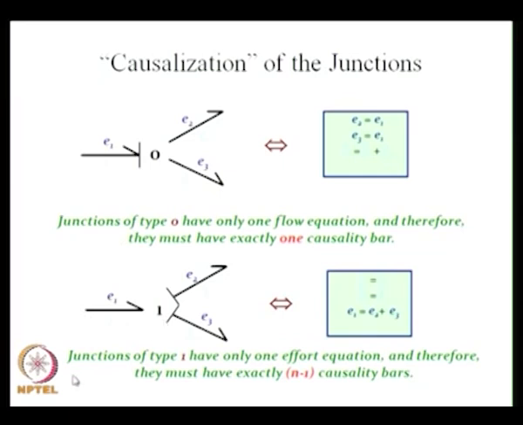And for the 1 junction, the junctions of type 1 have only one effort equation, and therefore they must have exactly n minus 1 causality bars. So here you can see there is only one flow, and it is a common flow. So one flow coming inside, and that is common for all the others, therefore you will have a causal stroke on all other bonds near the junction, and one without any causal stroke. So that is the causality for the 1 junction.